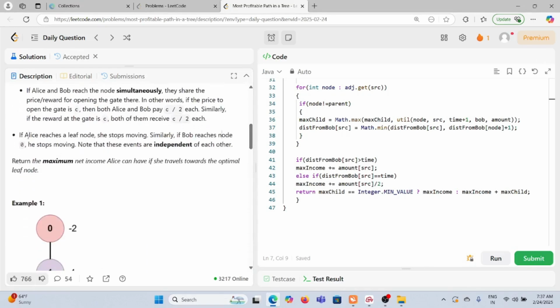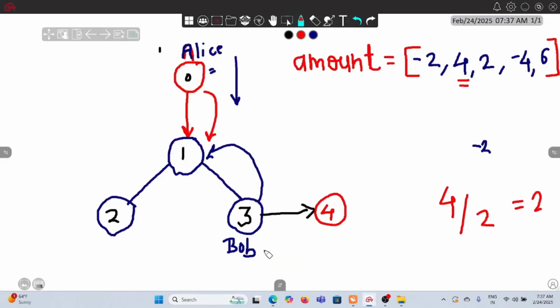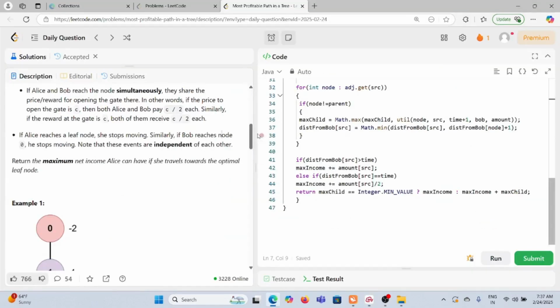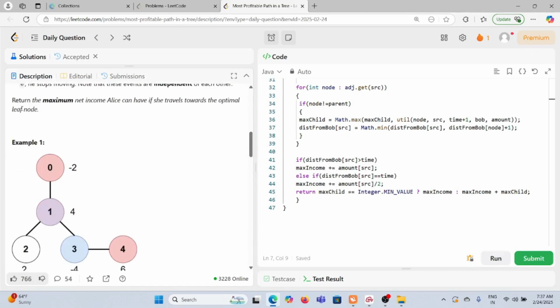Now the next point is, if Alice reaches a leaf node, she stops moving, because Alice's target is to reach any leaf node. For example, if she comes from 0 to 1 and 1 to 2, and 2 is a leaf node, she wouldn't move anywhere. This is another condition. But what we basically have to do is return the maximum net income Alice can have if she travels towards the optimal leaf node.